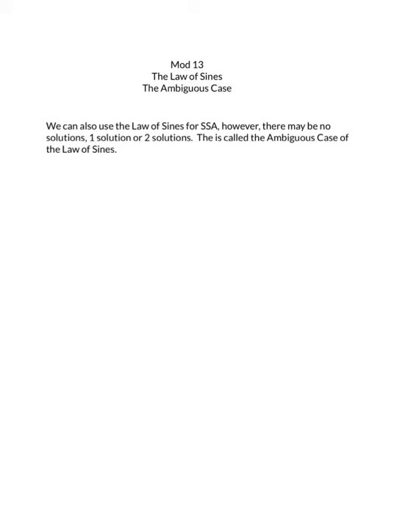In the second part of Mod 13, we need to look at the ambiguous case of the law of sines. We can use the law of sines for side-side-angle when you know two sides and then an angle. However, there may be no solutions, one solution, or two solutions. Because we don't always know how many solutions there are going to be when we are doing side-side-angle, this is called the ambiguous case for the law of sines.